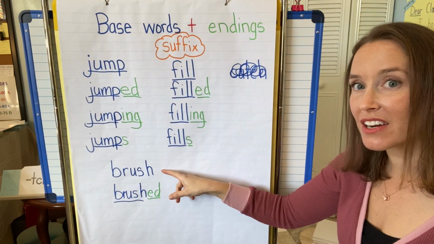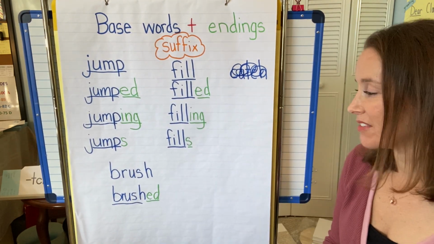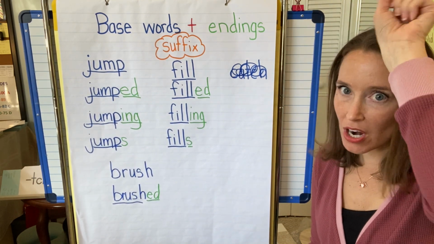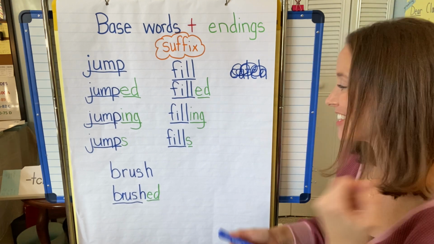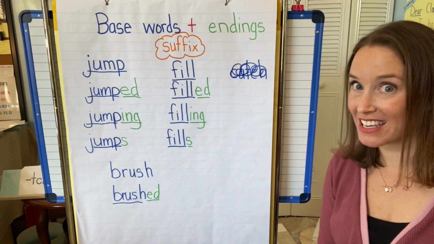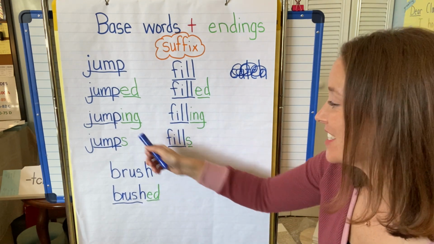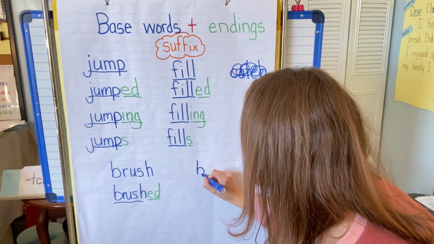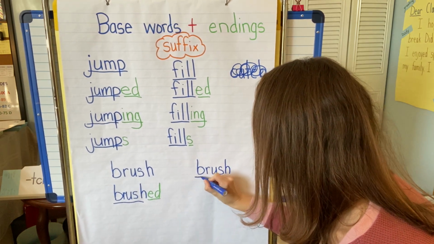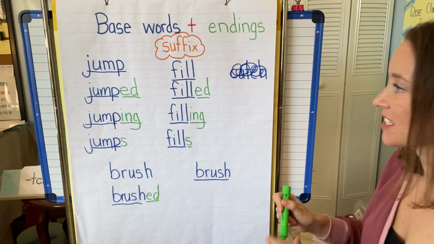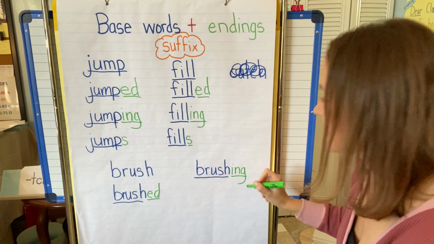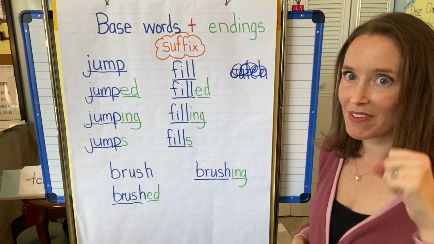Okay, so I can brush my hair. Brushed. All right. What if I am doing it right now? Mrs. Bell is brushing. Very good. What ending do I add for brushing? ing. So let me put that here. So here's my base word, brush. And then I'm going to add my ending or my suffix, ing, brushing. I'm brushing my hair.